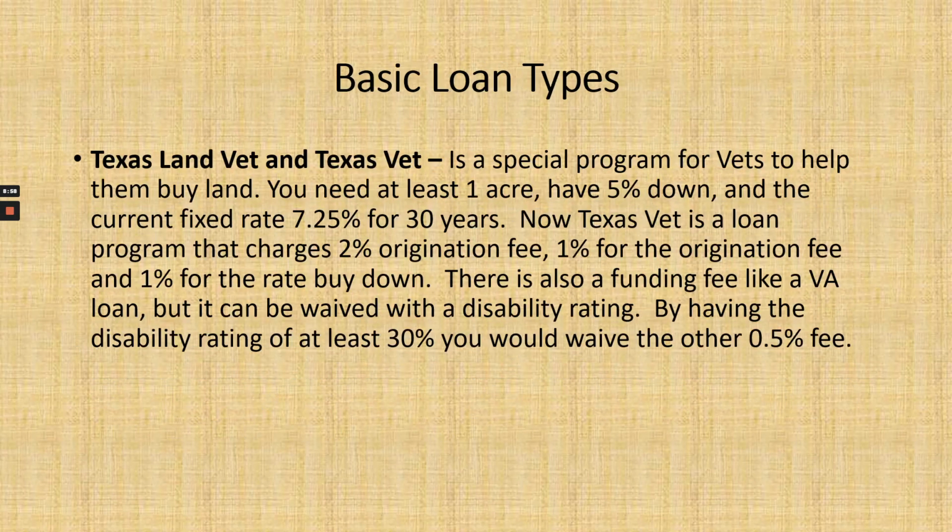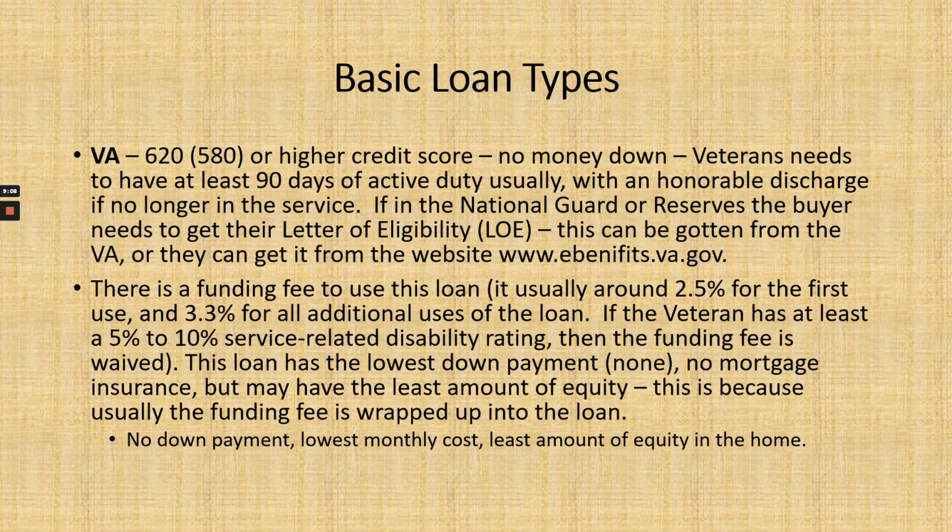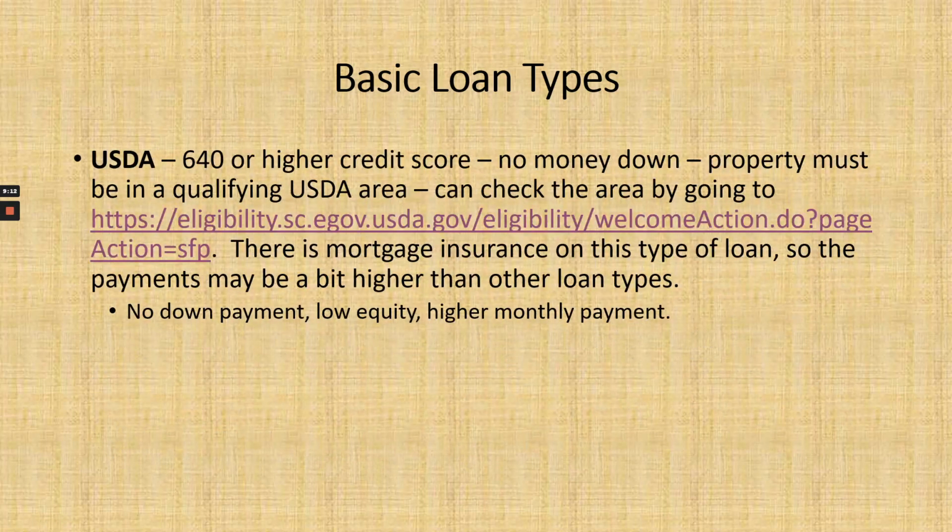All right, so that's the basic loan types. Hopefully that helps you understand when your client comes to you and says, hey, I don't have any money. Then you can think right off, okay, are you a veteran? Yes, I'm a veteran. Okay, boom, let's take you to the VA loan, no money down. And then if you say, oh, I'm not a veteran, but I want to buy in the country, boom, right there, USDA, no money down country loan.